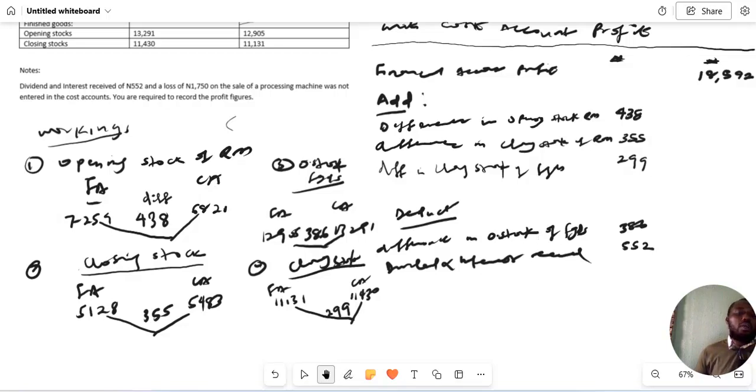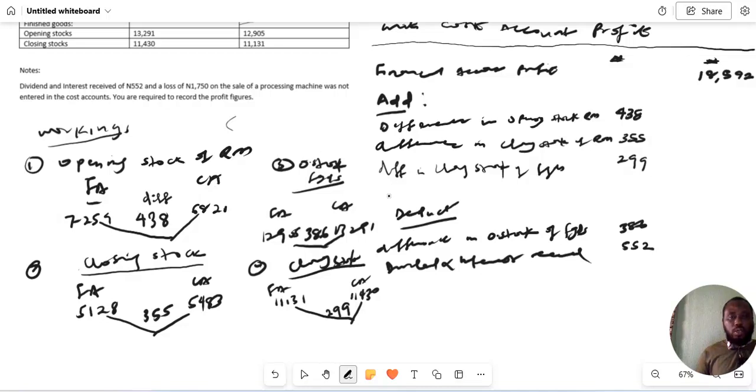So what else do we have? We have loss. A loss is a reduction in profit. From what we have in the question, we disposed of a machine, and there was a loss on disposal of that machine, meaning it would have affected our profit in the FA, reducing the profit in the FA, while the CA profit still remains the same. So what do we do now? We have to add back this loss to the FA profit.